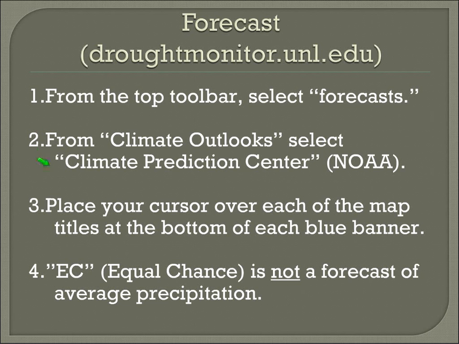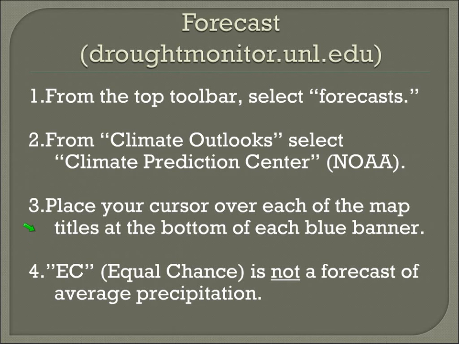This website trail will take you very quickly to the Climate Prediction Center that is provided and routinely updated by NOAA. Once you get to this page, you can place your cursor over each of the map titles that are at the bottom of each blue banner, and you can take a look at a lot of information for different time intervals: 1 week, 2 week, 1 month, 3 month time intervals. Now, the shorter the time interval, the higher the skill level or the higher level of reliability.